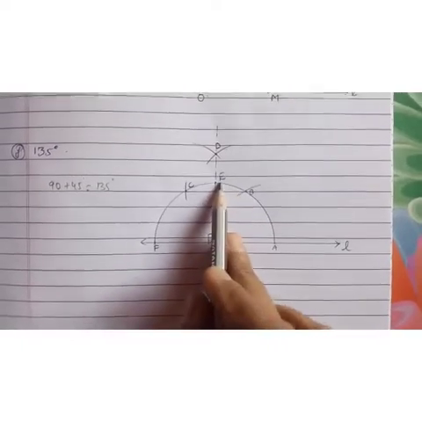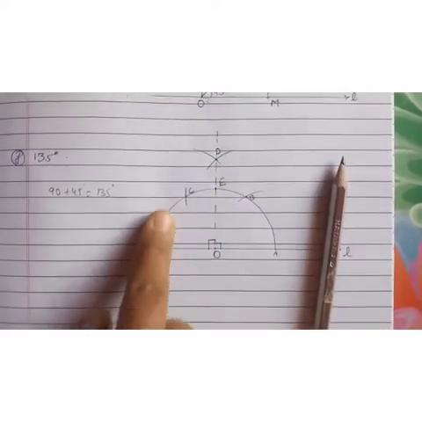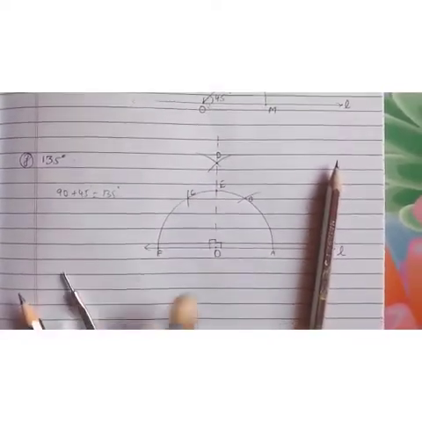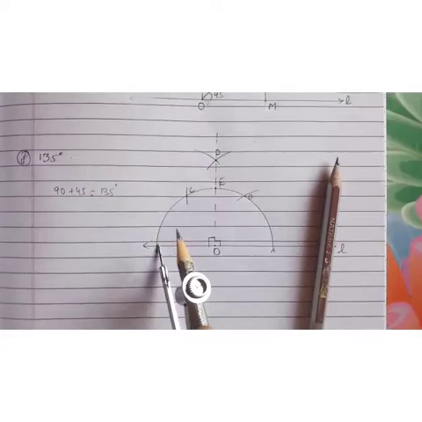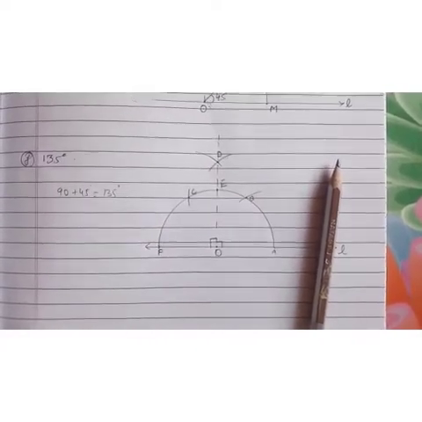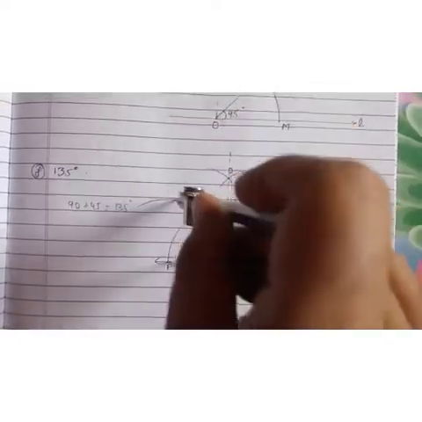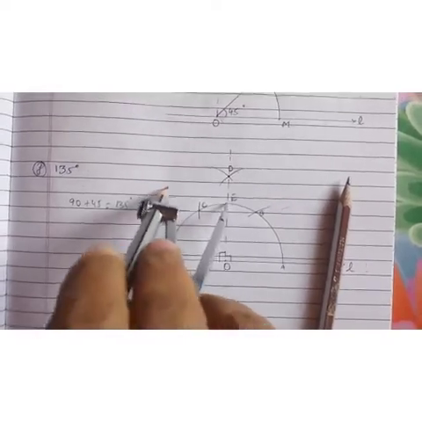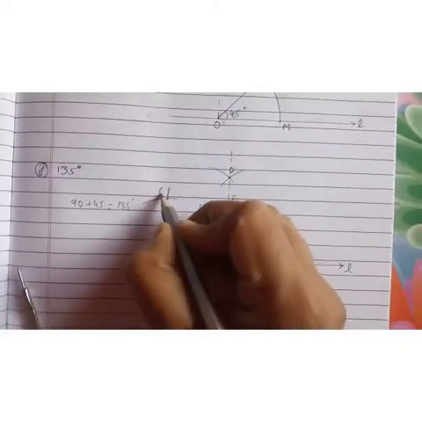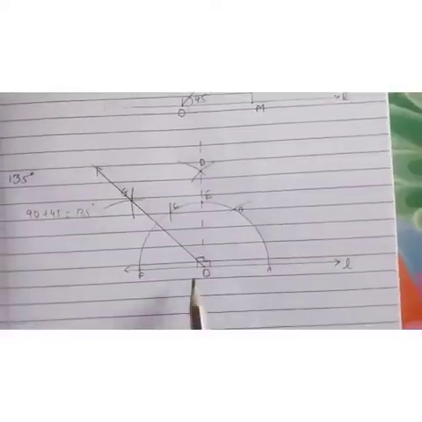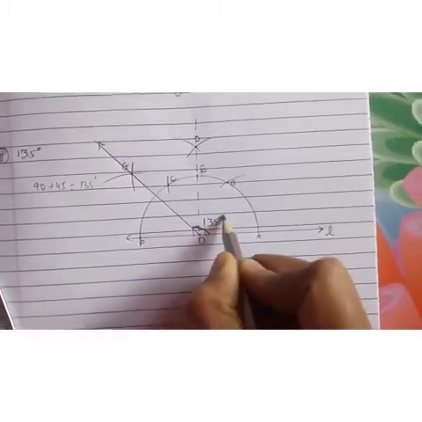So 90 plus 45. 45 degrees we need on this side, but this one is 90 degrees, isn't it? So we will construct the angular bisector for the 90 degrees on this side. Now take F as center and radius more than half, and then draw a bisector, and with E as center, draw a bisector. Join OG. So children, I have now joined. Now the angle formed here is 135 degrees.